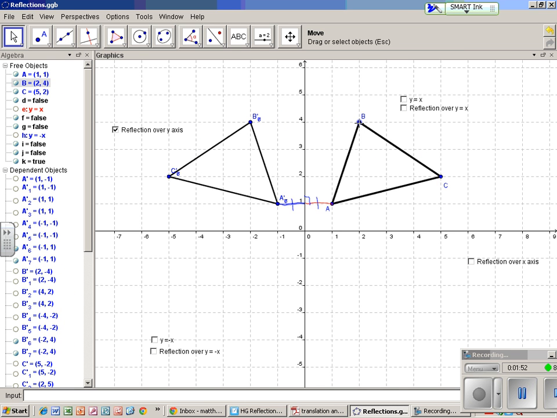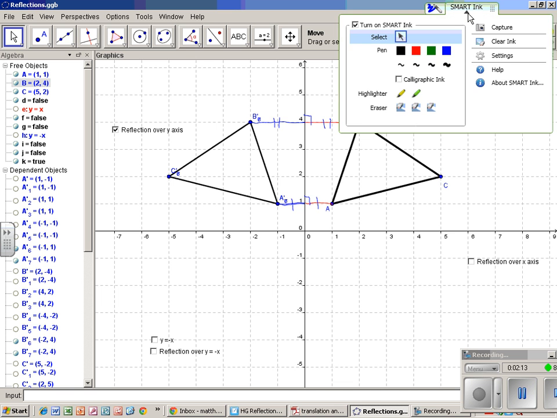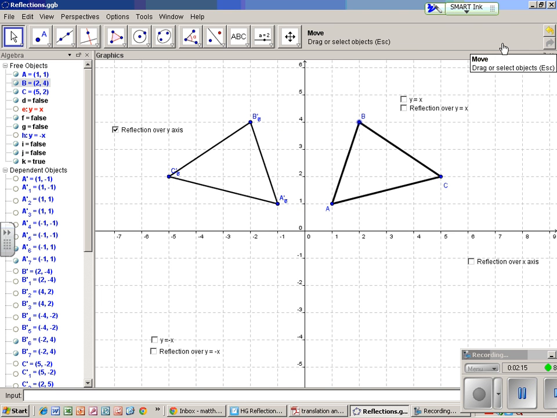The distance from point B, from the pre-image to that line of reflection, is a distance of 2. That's the same distance from the line of reflection to the image point, and perpendicular. You can see the same thing is happening with point C prime. That's always going to be true. So now, that's reflecting over the y-axis.